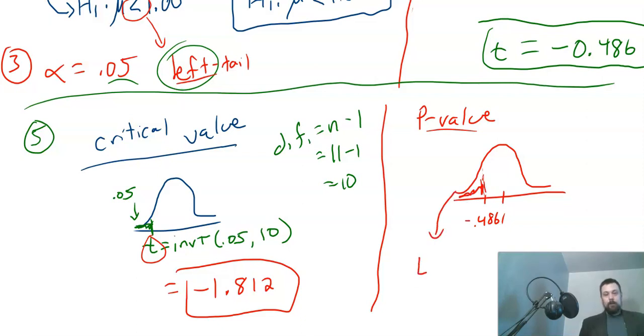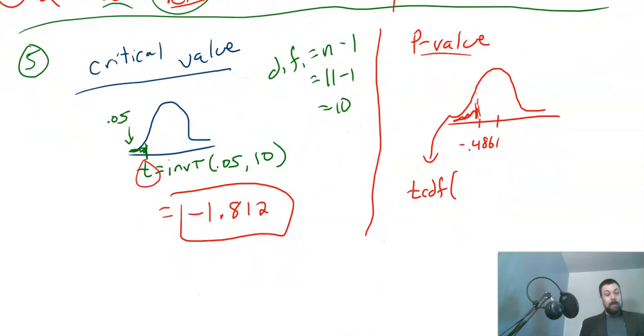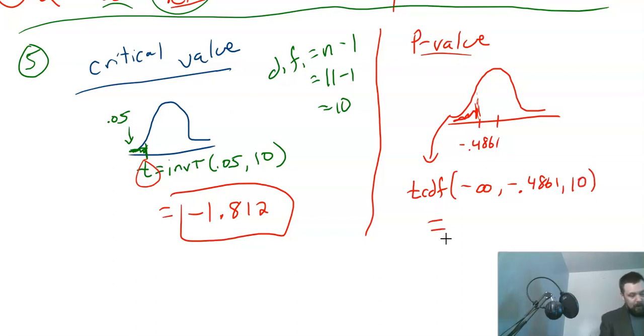So that area, which we will find with TCDF, the lower bound this time is negative infinity. The upper bound is negative 0.4861. The degree of freedom is 10. And that is going to give me a p-value of, so negative 9999999, comma, negative 0.4861, comma, 10. And I end up getting 0.3187 if I round to 4 decimal places. And so that's the p-value.